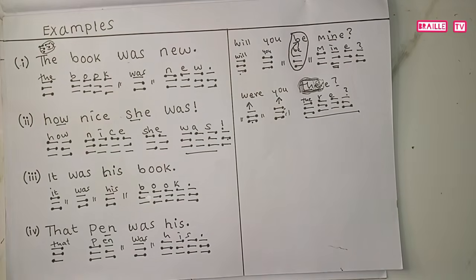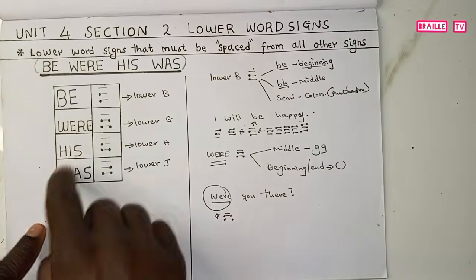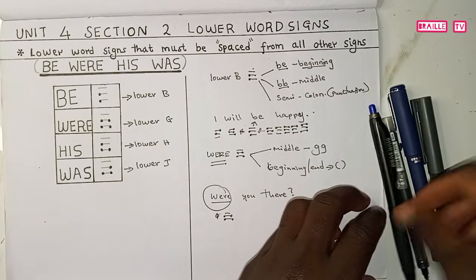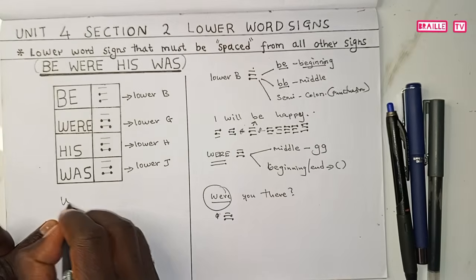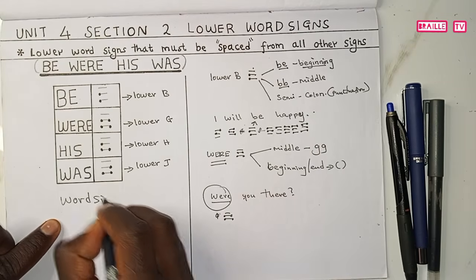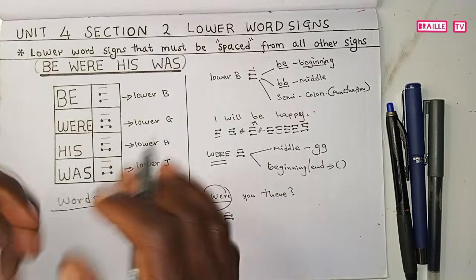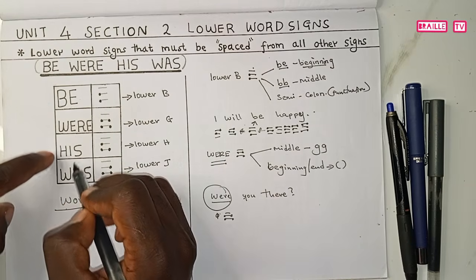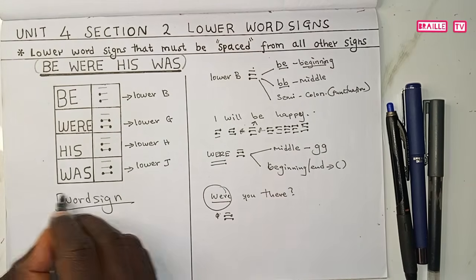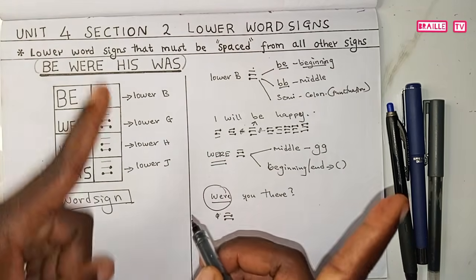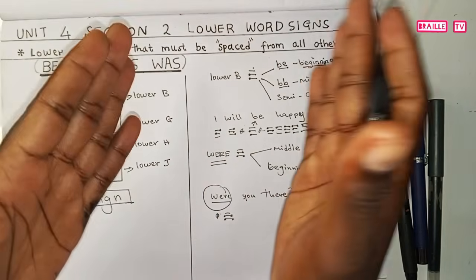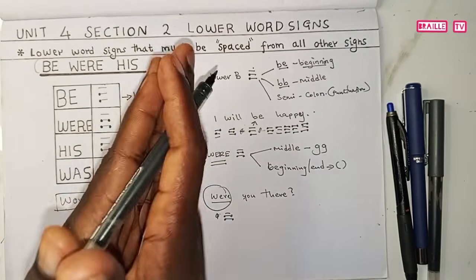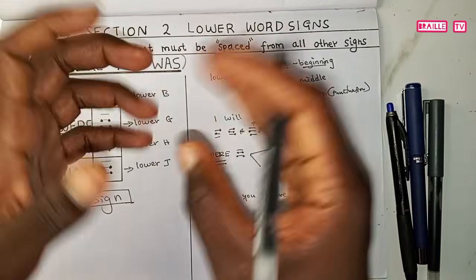Okay, remember we are looking at be, were, his, was. This is what we have learned today, and we have said these are lower word signs. They are word signs whereby they are used to represent a whole word. Remember, a word sign is a sign that, when standing alone, means a whole word. But group signs are letters that you bring together to form a word.